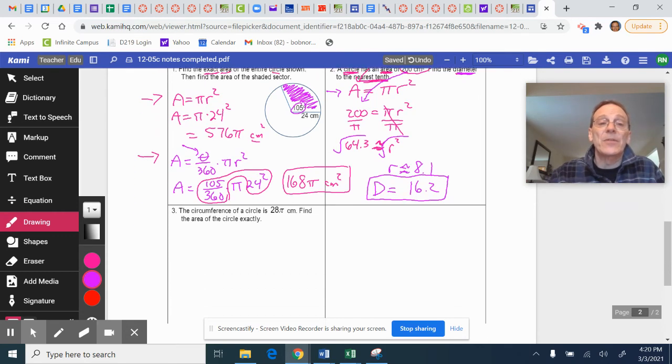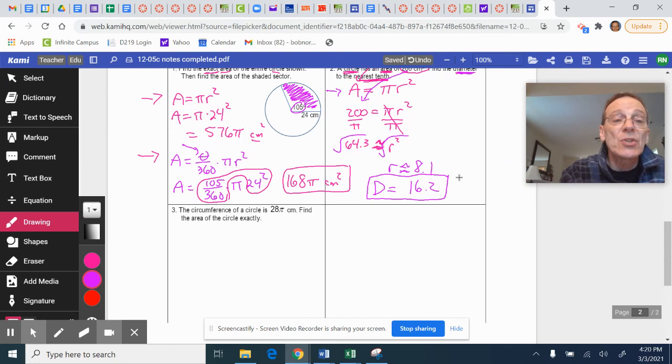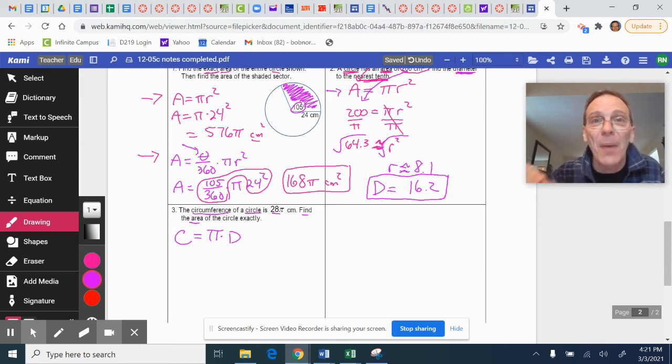All right, last one. The circumference. Oh, see, circumference of a circle. That probably means we're going to need the circumference formula. So I'm going to write that down. The circumference is 28 pi. Find the area of the circle. Wait, is this a circumference problem or an area problem? The answer is yes, it's both. We're going to need both formulas. Not at the same time.